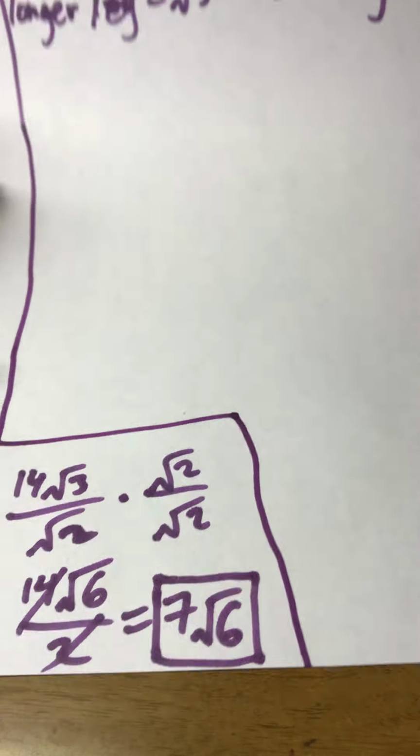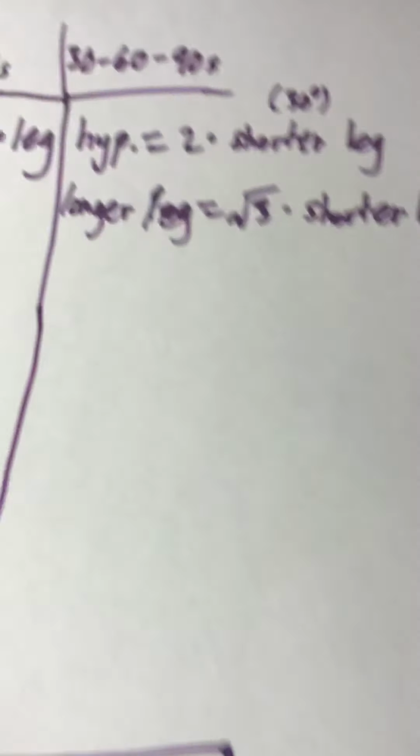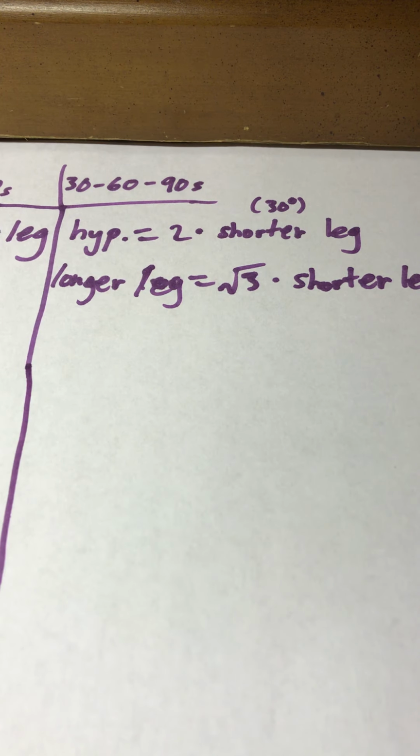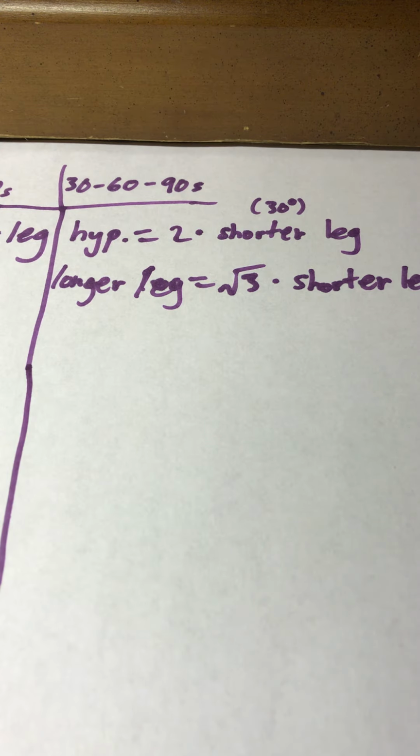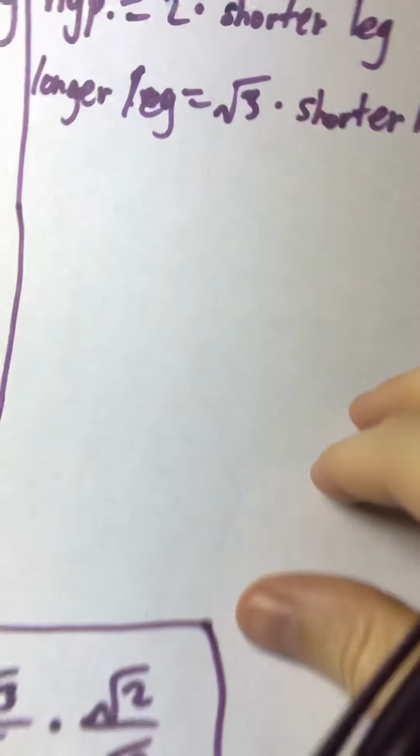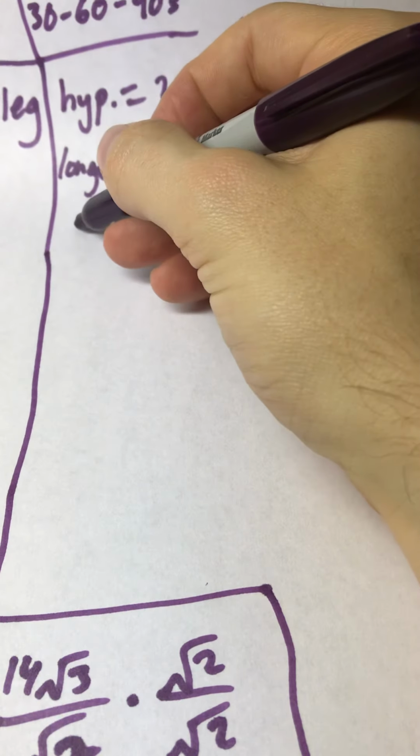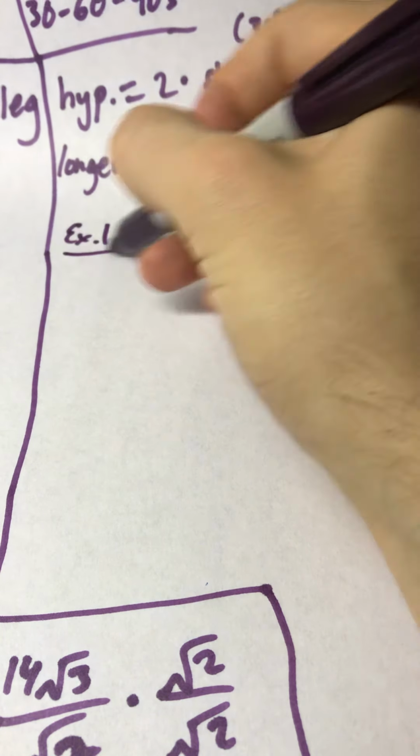Let's look at a couple of examples of 30, 60, 90, because usually you can do one or both of the legs in one problem. So maybe we'll look at least 2, maybe 3. Let me at least get one to start us off. We'll just call this example 1 for this one.